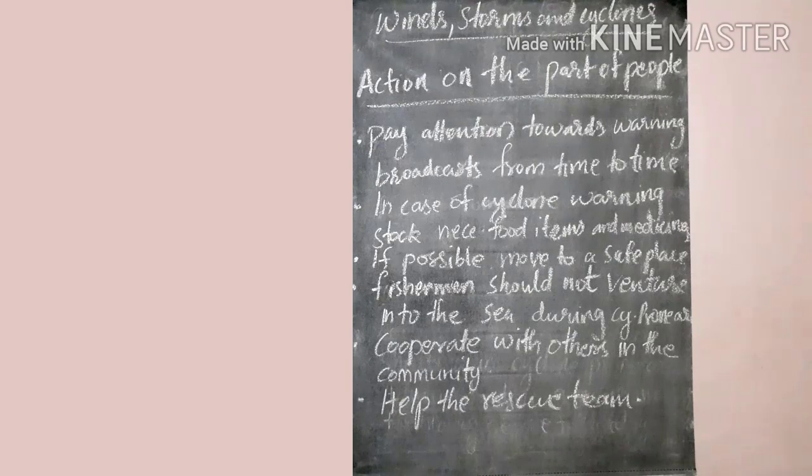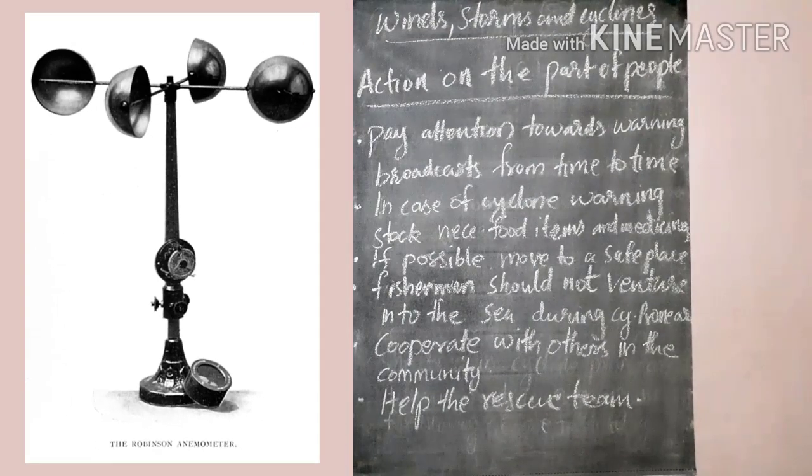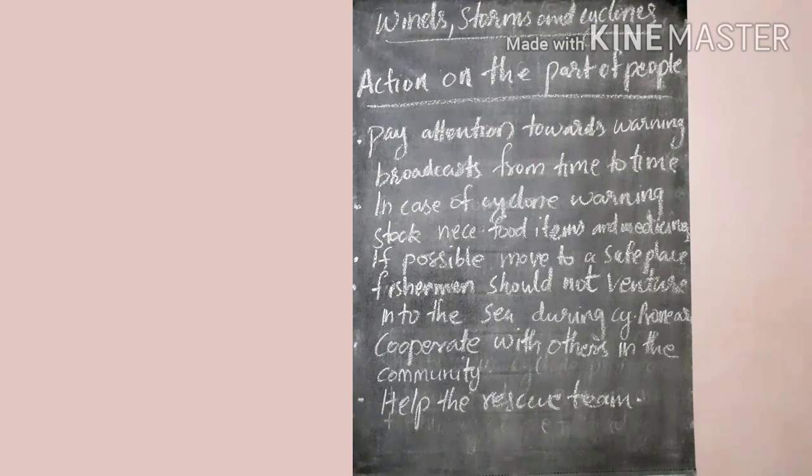Act on time. There is one instrument which is used to measure the wind speed. What is the name? Anemometer. The picture is given in the textbook. Anemometer is a device used to measure the wind speed. By using an anemometer, the meteorologist measures the wind speed, giving information from time to time.